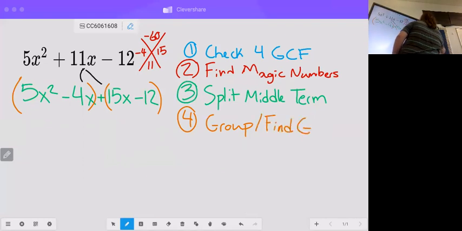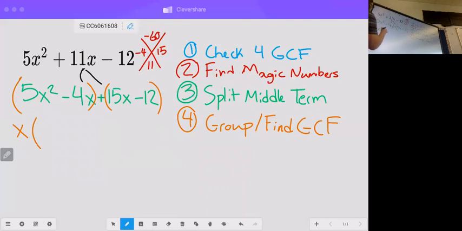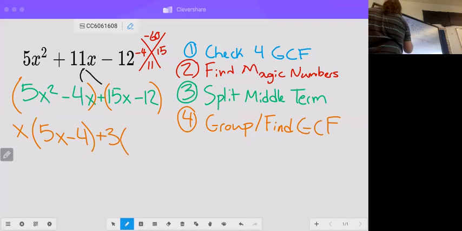So if we look at our first group, we've got 5x squared minus 4x. We can factor an x out of that. We can't factor anything else, but we can factor out an x. When we do that, we've got 5x minus 4 left. Then if we look right here, we've got 15x and a negative 12. We can factor out a 3 there. And then what we're left with is a 5x minus 4 again.